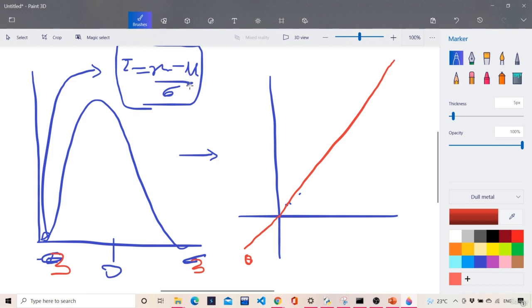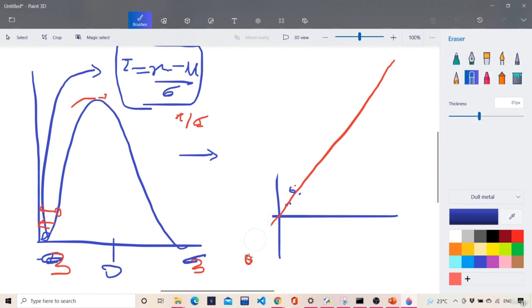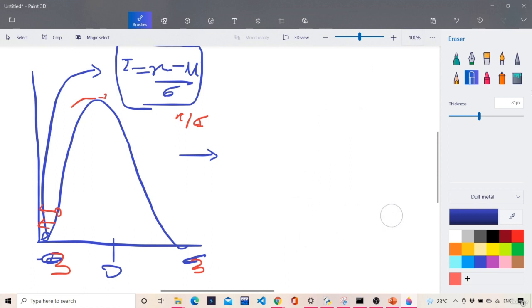Whenever the mean is 0, this formula basically becomes x by standard deviation. So you simply plug in these values over here, these values are over here, and plot them over here. For example, let me erase and redraw it and show it to you once again. Let me say one thing.